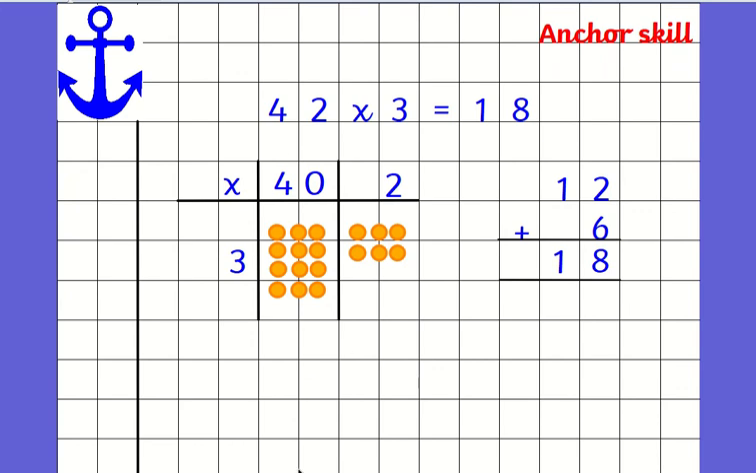Okay, what is my mistake? I've had a go at doing 42 times 3 and I think it's 18. I've done my 40 times 3 and I've done my 3 times 2, done my addition. Can you find my mistake? So now's your chance to pause the video and let me know. Write it down in your book so I can see what you think.